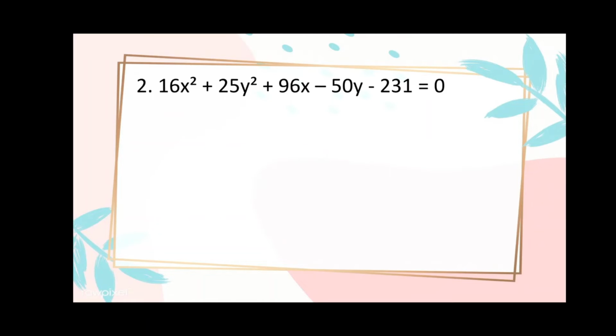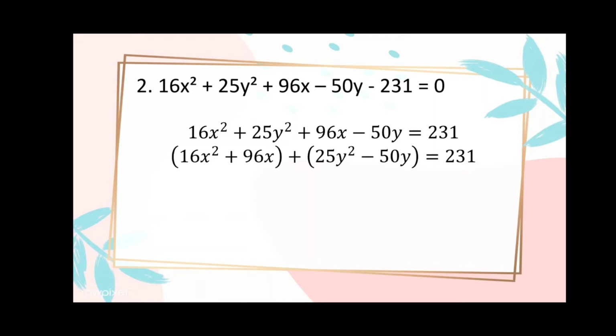For number 2, we have 16x squared plus 25y squared plus 96x minus 50y minus 231 is equal to 0. Again, our first step is to transpose or move the constant term to the right side of the equation. From negative 231, it became positive 231. Next is we need to group the terms with the same variables. So same x, same y. So we have 16x squared plus 96x plus 25y squared minus 50y is equal to 231.